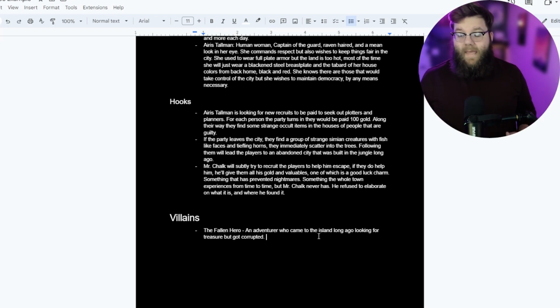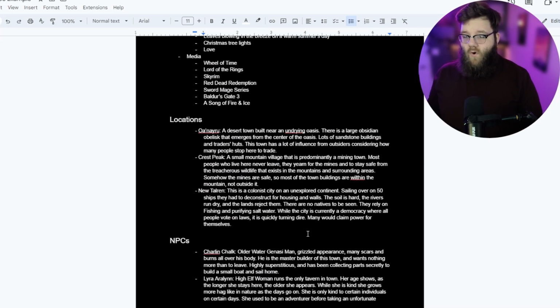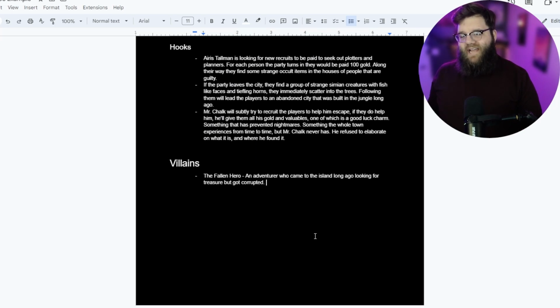Okay, so I went ahead and came up with mine. After looking at what I had come up with for New Tal'Ren, I decided that one thing that would be really cool is, since this is an unexplored world, that maybe long ago there was an adventurer, a famous hero that came here and never returned. So we have a fallen hero who's going to be a villain in some capacity that came to the island a long time ago, but they got corrupted by the treasure that was here. I think that's a really interesting idea for a villain.